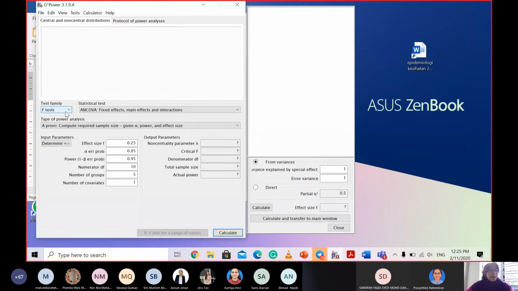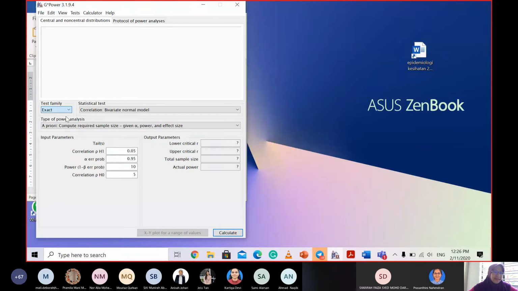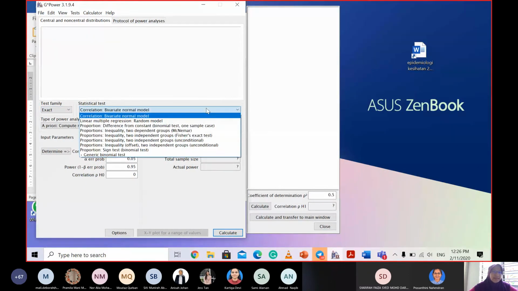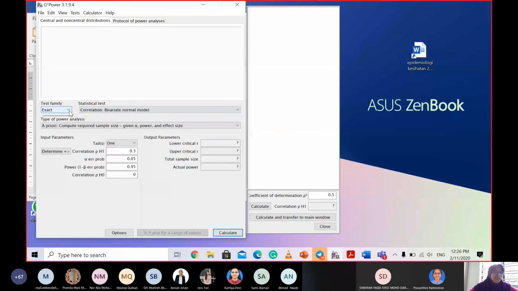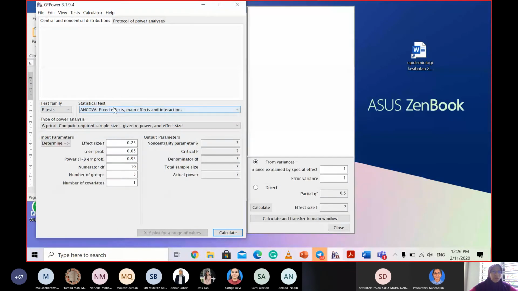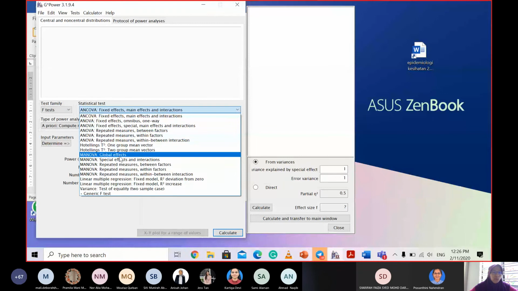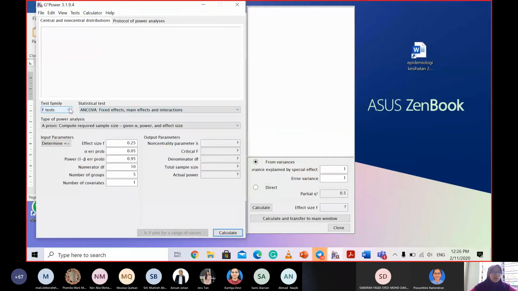Okay, everybody, look at this. First of all, you have to look at this test family. So we have exact. Under exact is this one: proportions. If you have proportions, Fisher exact test. If you want to do F test, okay, ANCOVA, ANOVA, MANOVA, multiple regressions, this one is under F test.